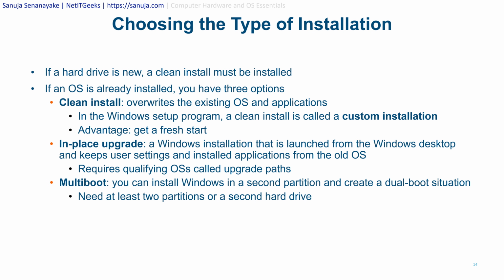In-place upgrades is a Windows installation that is launched from the Windows desktop and keeps user settings and installed applications from the old operating systems. This requires qualifying operating systems called upgrade paths. For example, if you are moving from Windows 10 to Windows 11, it is possible for you to do an in-place upgrade. In fact, probably 90+% of the home users are going to be doing in-place upgrades when they are moving from Windows 10 to Windows 11, because it comes with a nice graphical user interface.